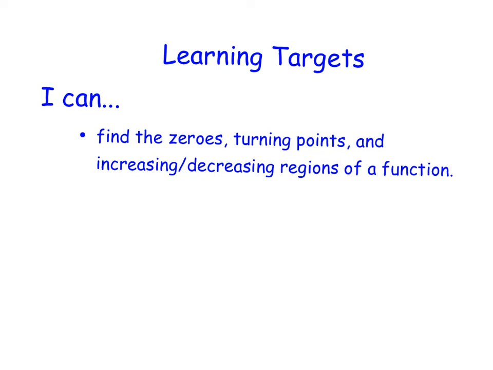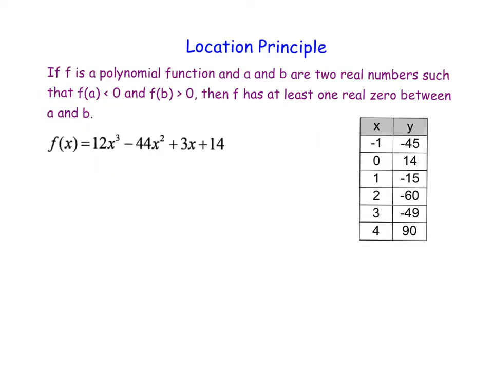In this video, we're going to find zeros, turning points, and increasing, decreasing regions of a function. So today we're going to take a slightly different approach to identifying the x-intercepts of a polynomial function. And we're going to use something called the location principle.